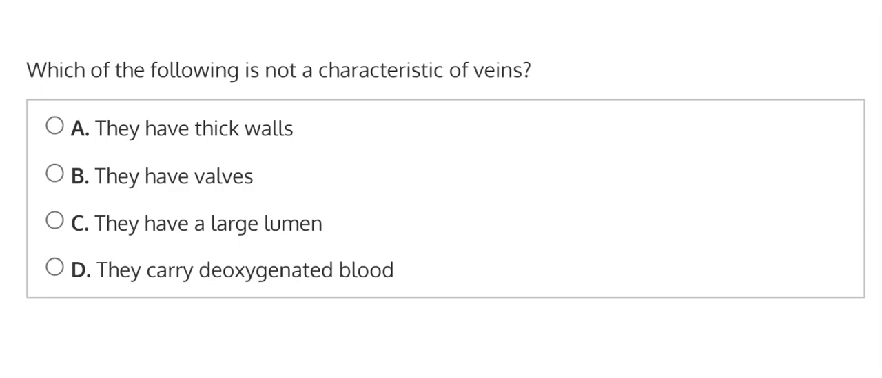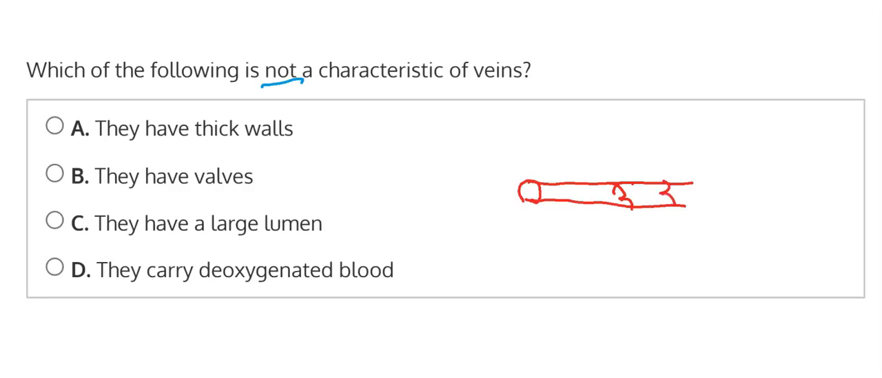Which of the following is not a characteristic of veins? So we're looking for which one is incorrect of these choices. And let's just draw a picture of a vein just to help us remember. So we have our lumen, our opening, this would be our vein, and then we also have a valve to prevent backflow. So this might be an example of that.